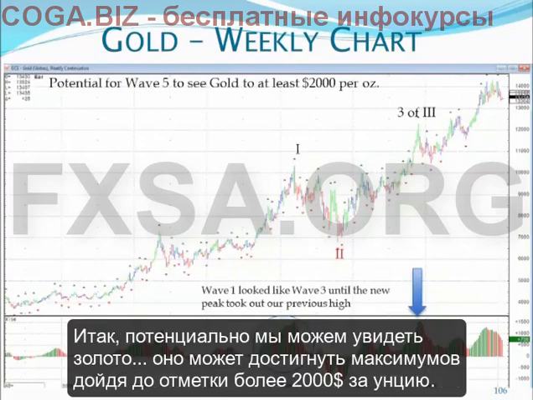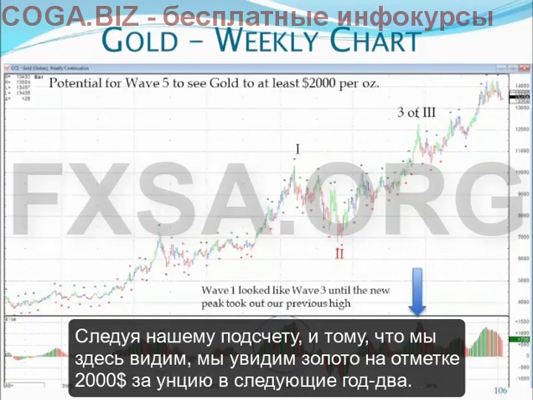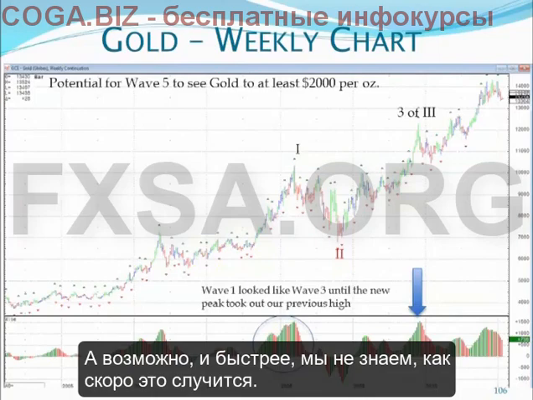So what I have here is potential to see gold go to highs of over $2,000 per ounce. If it's following this count and what we're seeing here, we are going to see gold hit over $2,000 per ounce in the next year or 2 years, possibly sooner. We don't know how fast this will happen.